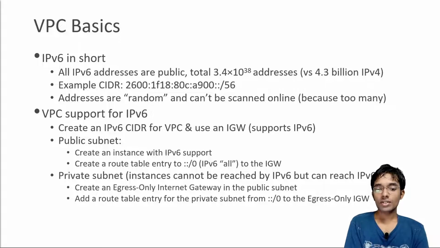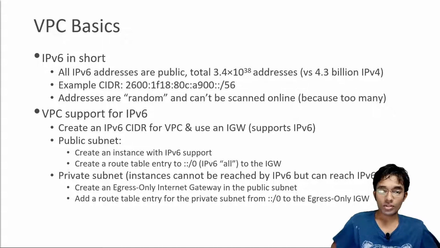The addresses are seemingly random, and the idea is that because there are so many addresses, no attacker can scan them all. It will take forever, and so if you are using an IPv6 address for your instance, it's somewhat protected from attacks as long as people can't guess its IP address. So this is quite a beautiful thing, and the internet is slowly transitioning from IPv4 to IPv6.